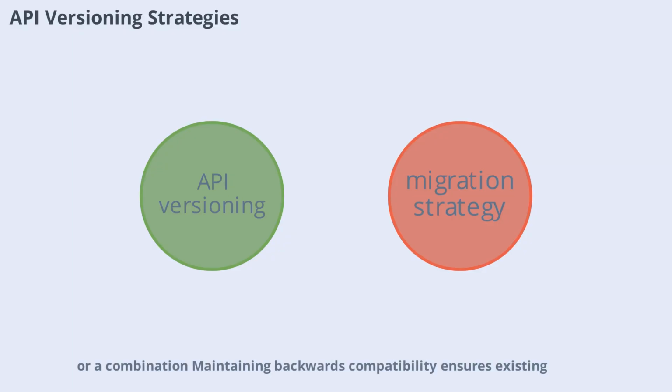Maintaining backwards compatibility ensures existing clients are not broken by changes. Planning deprecation timelines and migration strategies is important for evolving APIs without disrupting users. Understanding these strategies is vital for backend engineers working on public APIs.